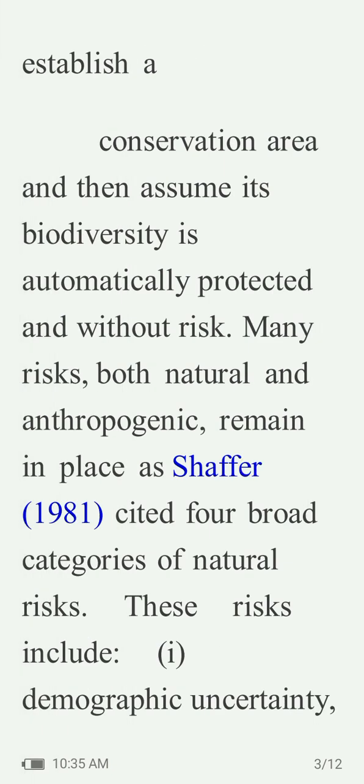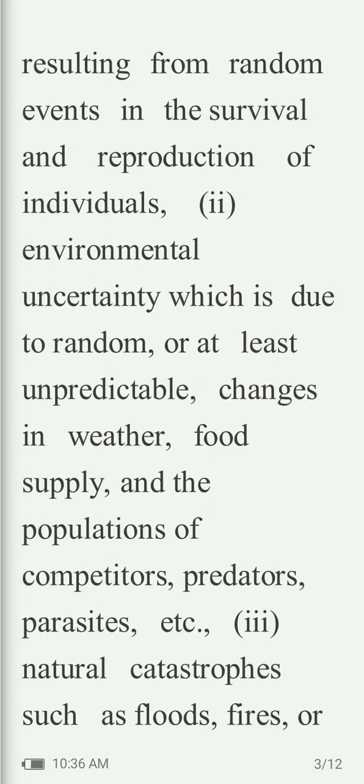However, it is not sufficient to establish a conservation area and then assume its biodiversity is automatically protected and without risk. Many risks, both natural and anthropogenic, remain in place, as Schaffer cited four broad categories of natural risks. These risks include demographic uncertainty resulting from random events in the survival and reproduction of individuals, environmental uncertainty, which is due to random or at least unpredictable changes in weather, food supply, and the populations of competitors, predators, parasites, etc.